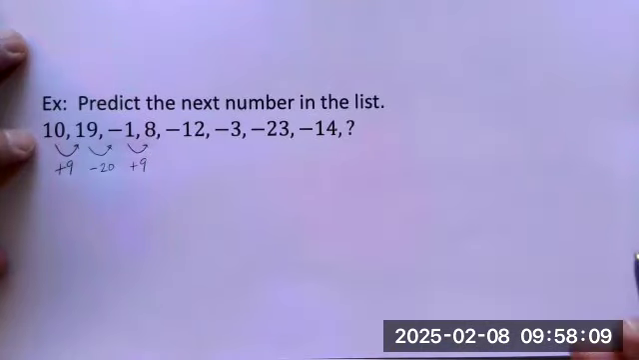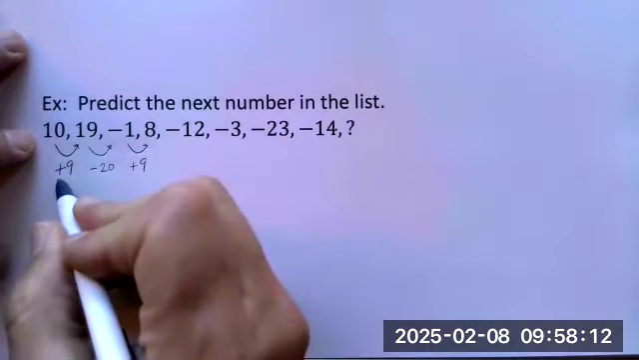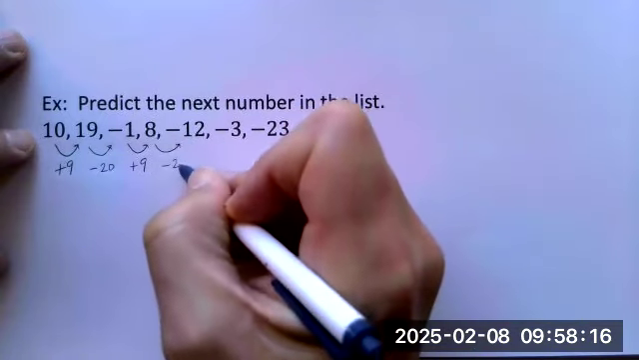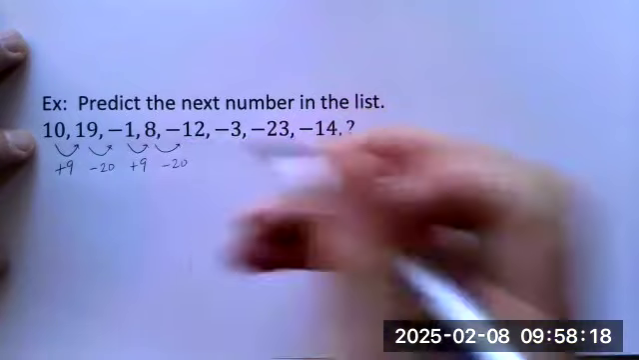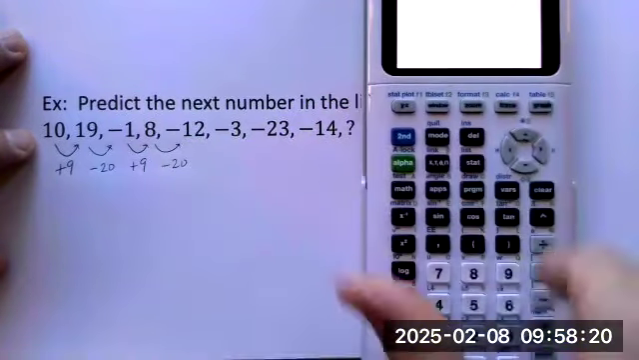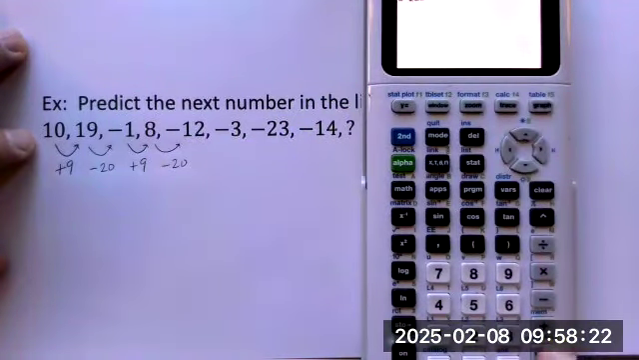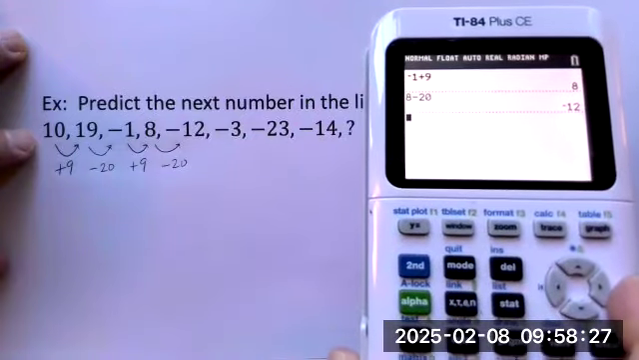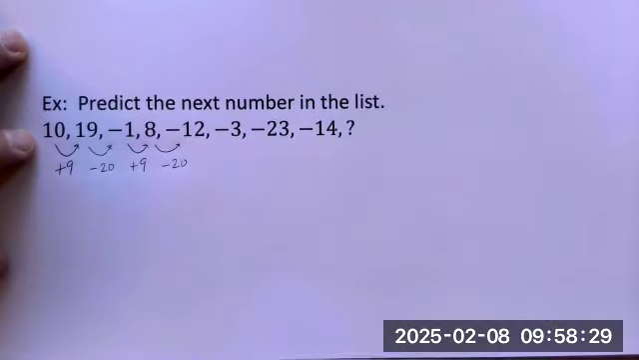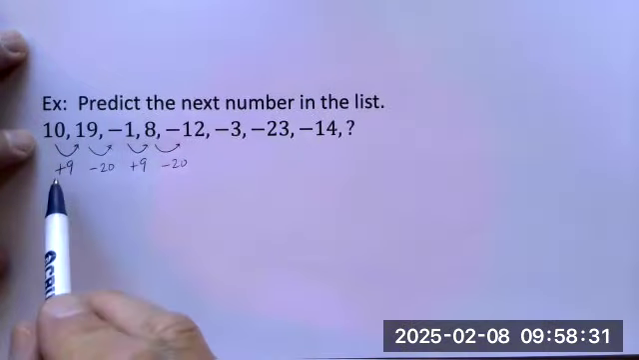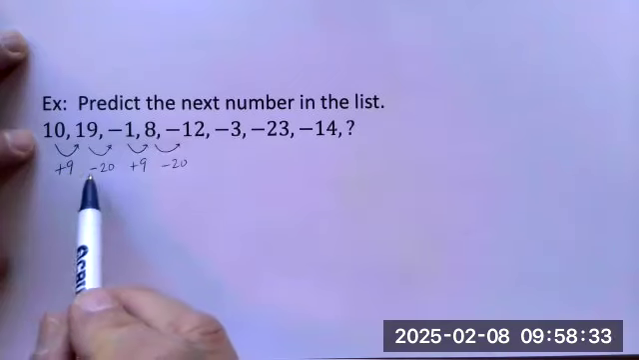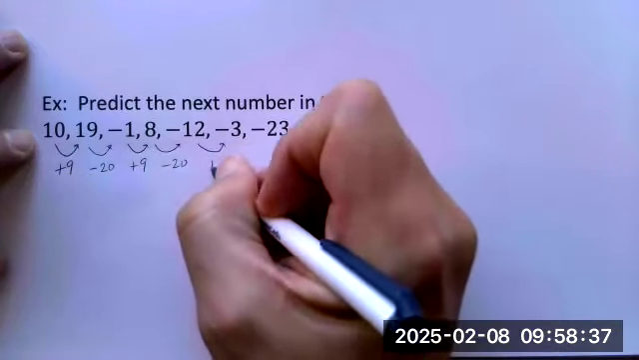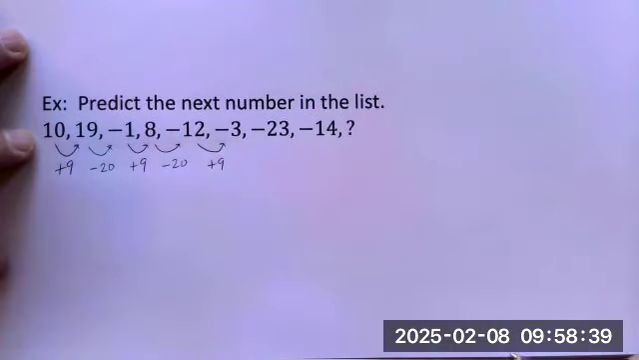And so plus 9, minus 20, plus 9, maybe it goes minus 20 again. Is 8 take away 20 -12? Well, it is. If you were to go 8 take away 20 on your calculator, you should see -12. Maybe we found a pattern. Maybe it's add 9, subtract 20, add 9, subtract 20. Does that keep going? I think it does.